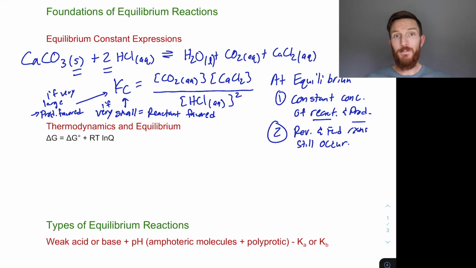So that's the foundation ideas that we want to start with, and then we're going to connect this to thermodynamics, and then we're going to talk about some specific types of reactions or K values that we can have.